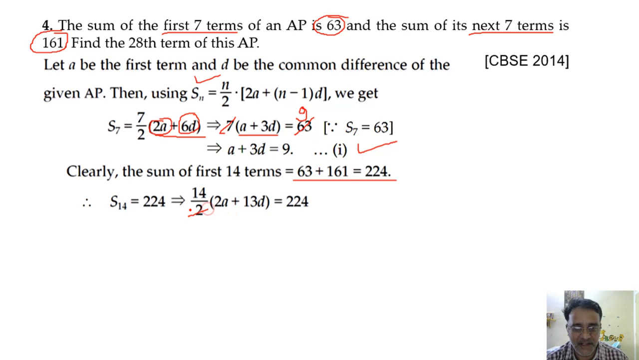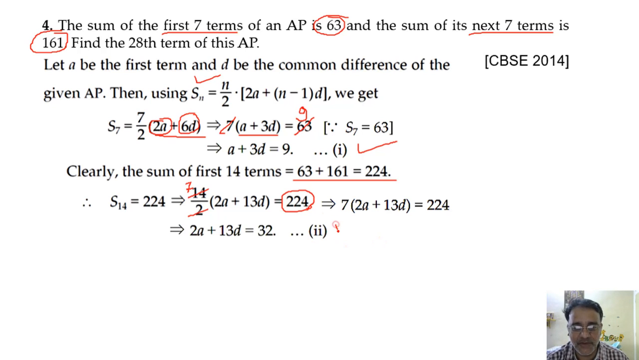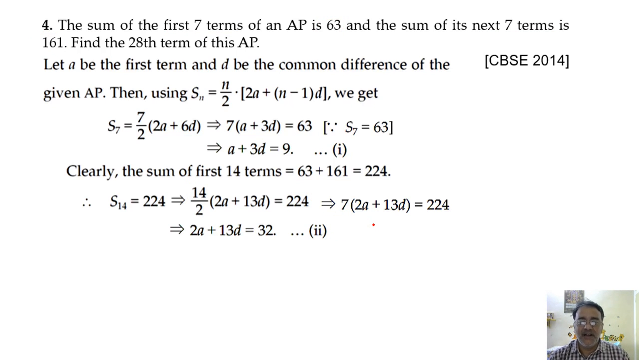Okay, and this 14 can be cancelled by 2. Again, check whether this is divisible by 7. What happened? Is it dividing by 7 or not? Yes, sir. 32. Let it be equation number 2. Okay, now we have to solve the first equation and the second equation.